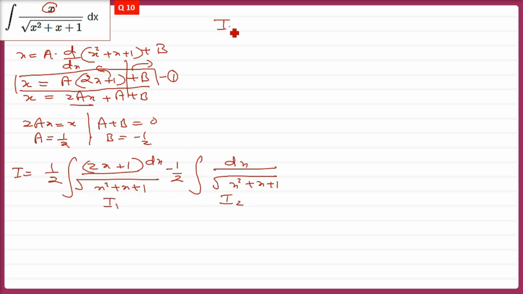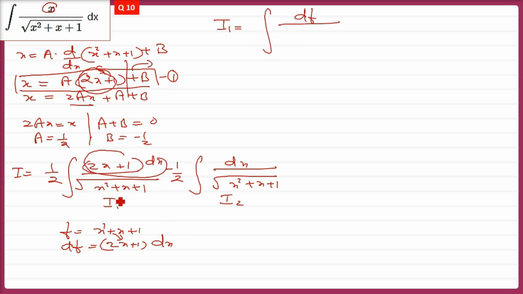I1 will do it since we know that 2x plus 1 is the differentiation of x square plus x plus 1. So let's take t as x square plus x plus 1. dt by dx will be equal to 2x plus 1. So dt will be equal to 2x plus 1 into dx. So this is the numerator. Just write it as dt. Half is outside. So dt divided by under root.